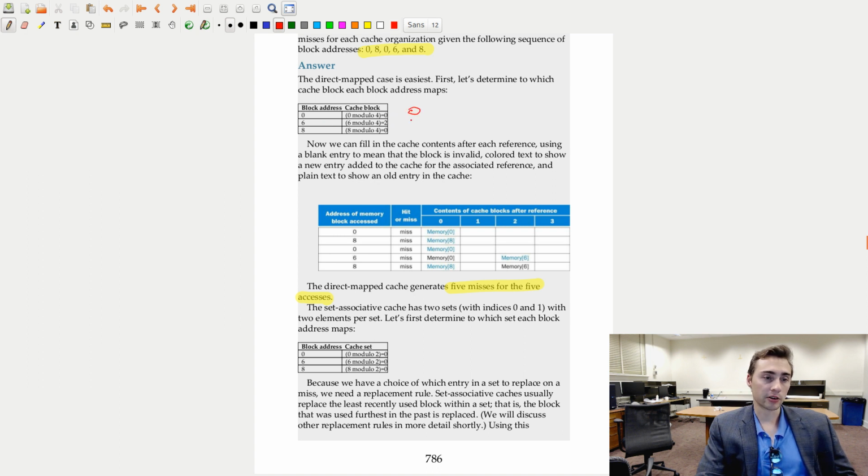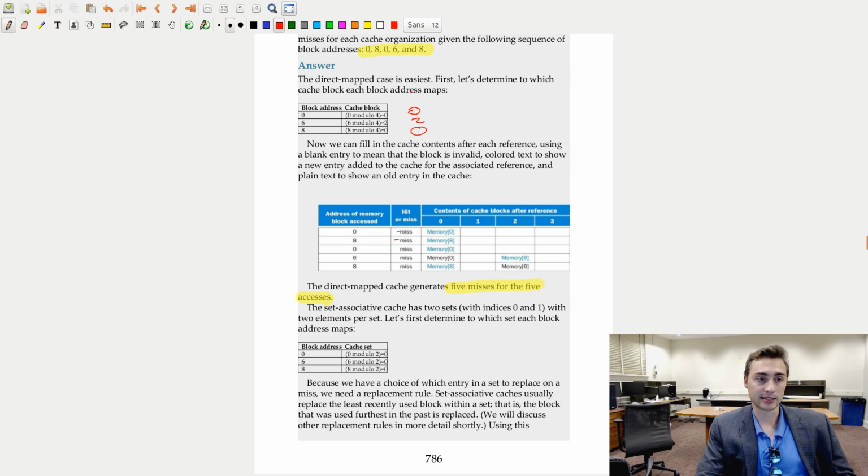6 mod 4 is 2. And then 8 mod 4 is 0. So for 0, we're going to get a miss because it hasn't been accessed yet. So we get a miss. 8 tries to access the same spot, but now, even though we're looking at the same spot in the cache, it's the wrong value. So we get another miss.